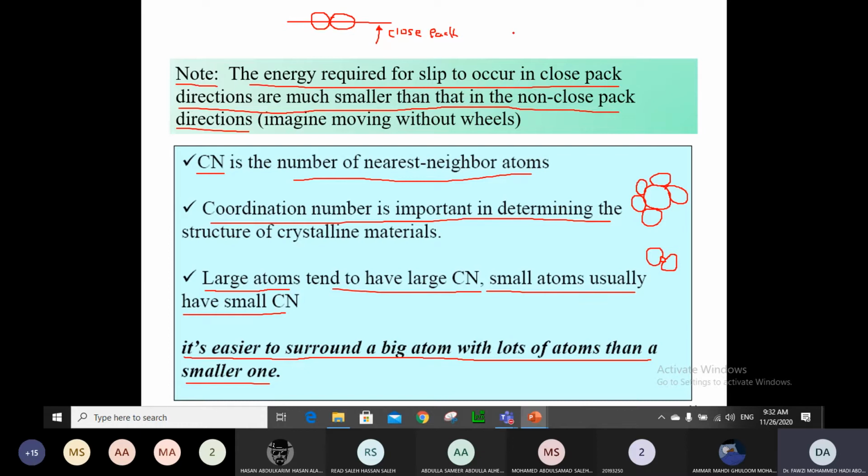Well, basically, because the energy required for the slip to occur in the close path directions is much smaller than that in the non-close path directions. You remember when we talked about elastic and plastic deformation. We said elastic deformation, or recoverable deformation, involves only the stretching of the bonds between the atoms, and that's why for the material to go to its lowest energy level, it recovers its initial dimensions. It springs back.